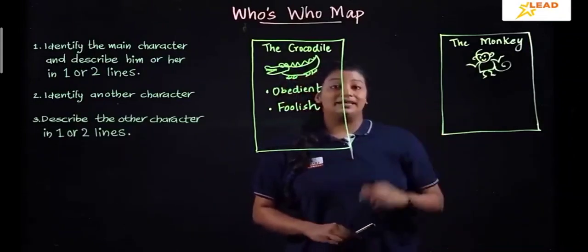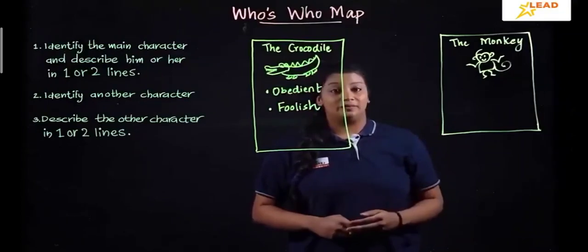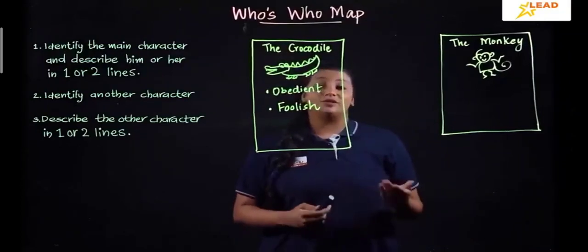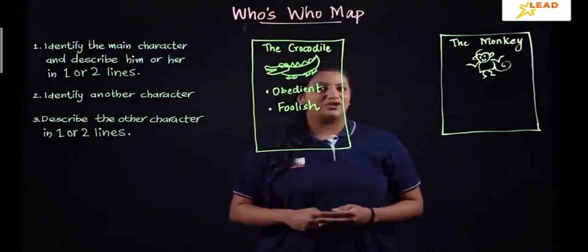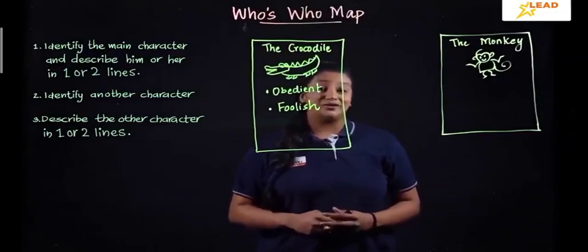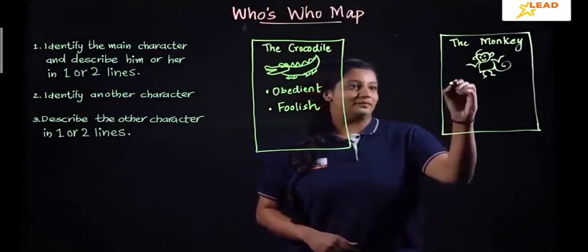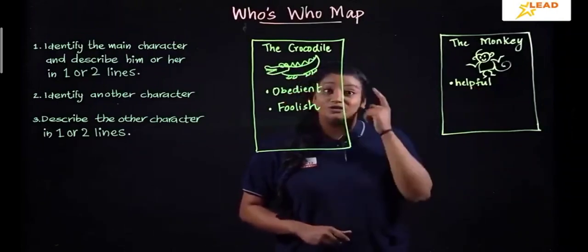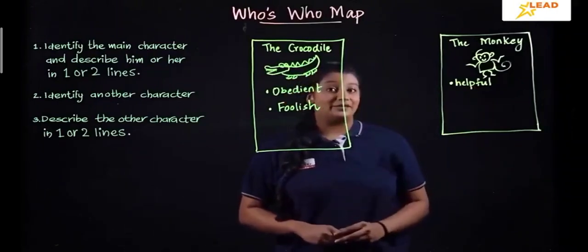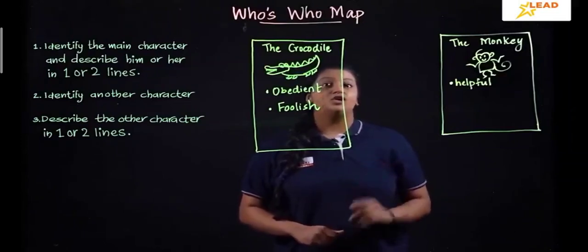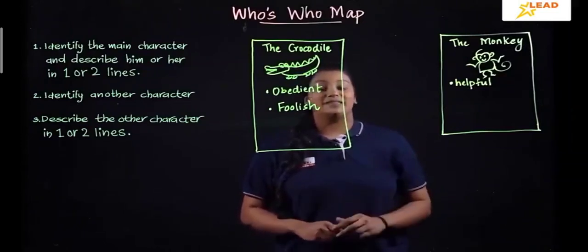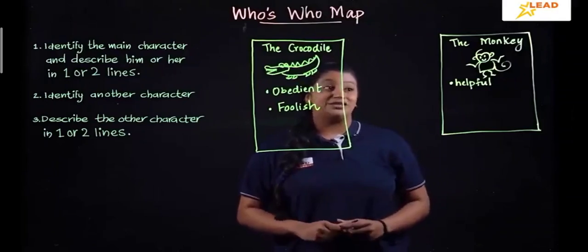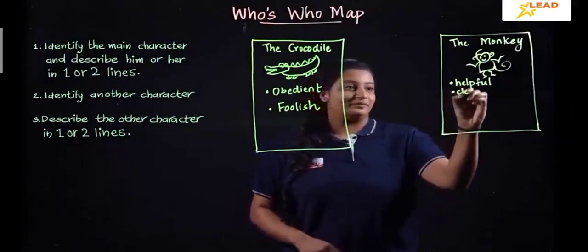We know that the monkey was very helpful because he shared the jamuns with the crocodile despite knowing that the crocodile is a predator. So I'm going to write helpful here. We also know that the monkey was very clever because he was able to instantly think of a way to trick the crocodile and save himself from a dangerous situation. So I'm going to write clever here.